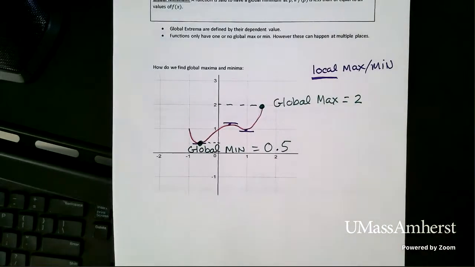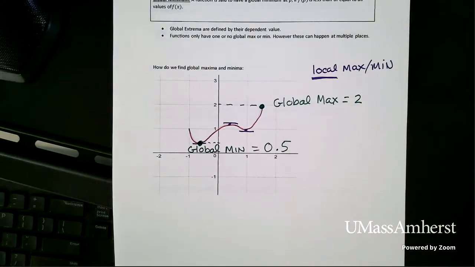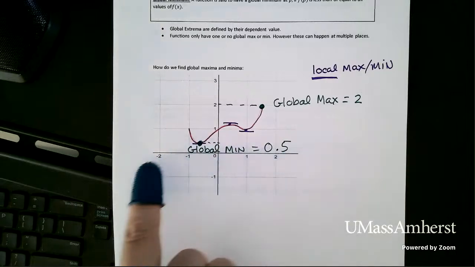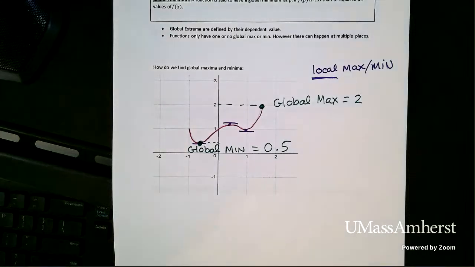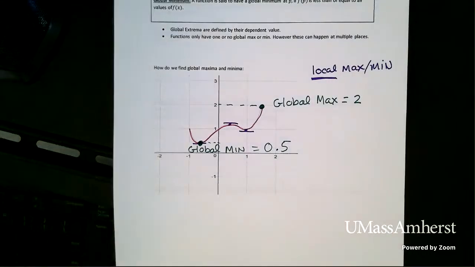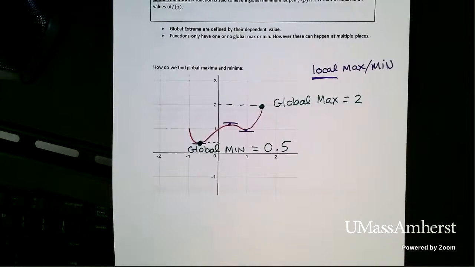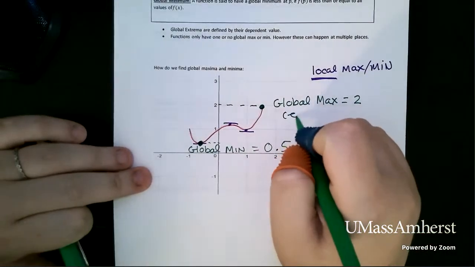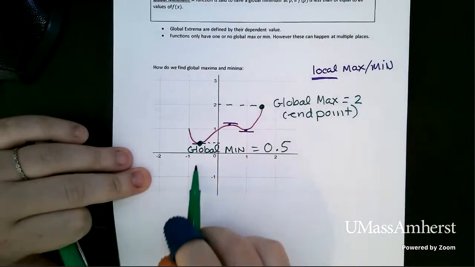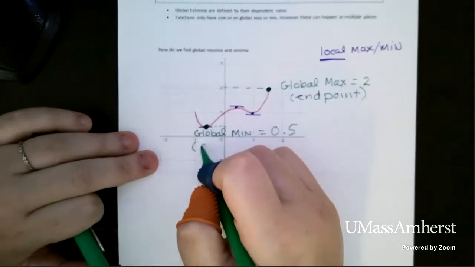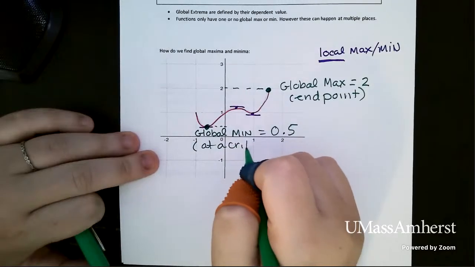Okay, the first big difference is how we define them. Global maximums and minimums are defined by their y values, whereas when we talk about local maximums and minimums, we're always talking about where they are. So we're talking about them in terms of x values. Now, I want to point out here that this global max at 2 happens at the end point, and the global minimum here happens at a critical point.